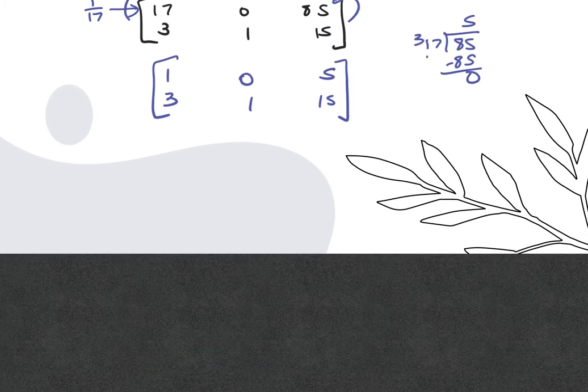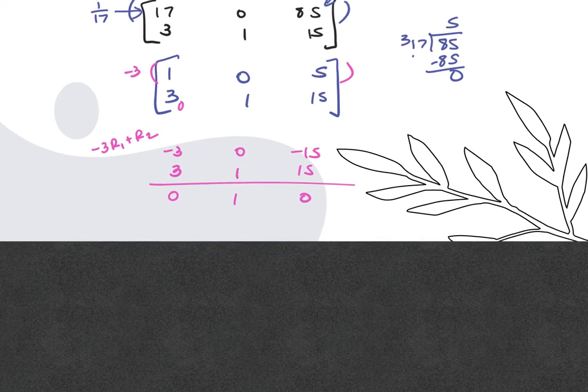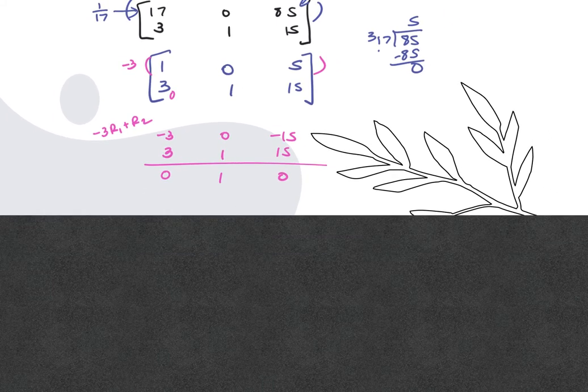So I almost have everything I want. I have the 1, I have the 0, I have the 1 on the bottom, but I need to make this 3 a 0. How do I do it? Good. -3, row 1 plus row 2. -3, 0, -15, 3, 1, 15. 0, 1, 0. And that replaced row 2. So 1, 0, 5, 0, 1, 0. And from here, my answer is 5, 0.